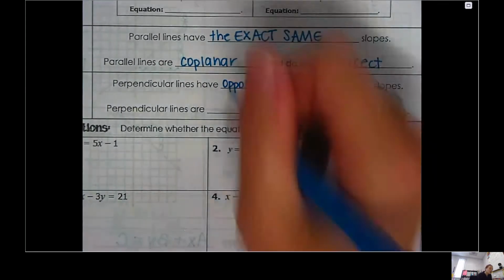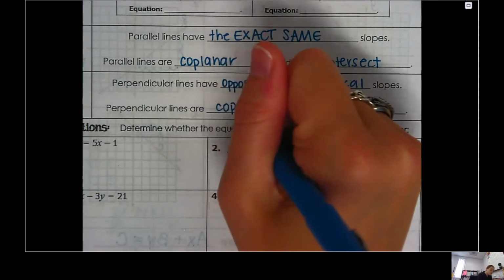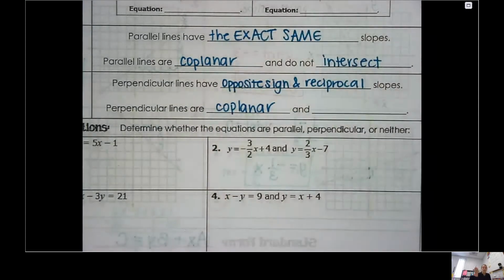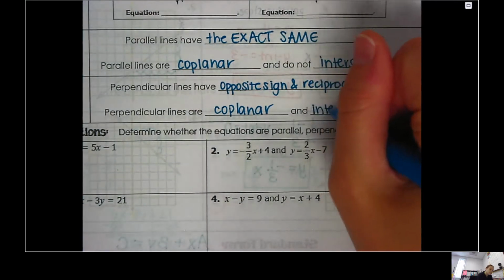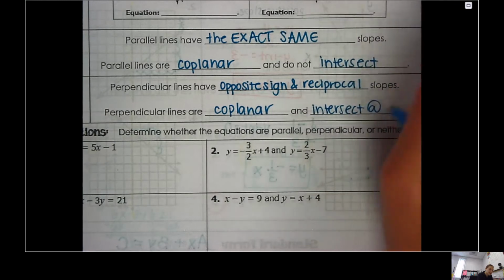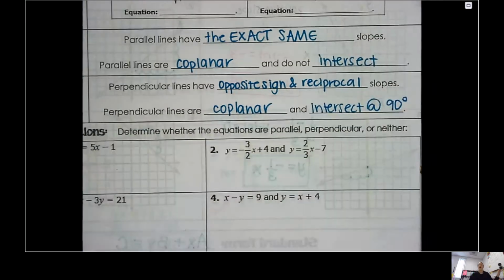Perpendicular lines are also coplanar. So again, they're on the same flat piece of paper. And they intersect and create what kind of angles? What kind of angles look like a T? Yes, but like what degree measure? Right angles, 90 degrees, yes. So they will intersect at 90 degrees.